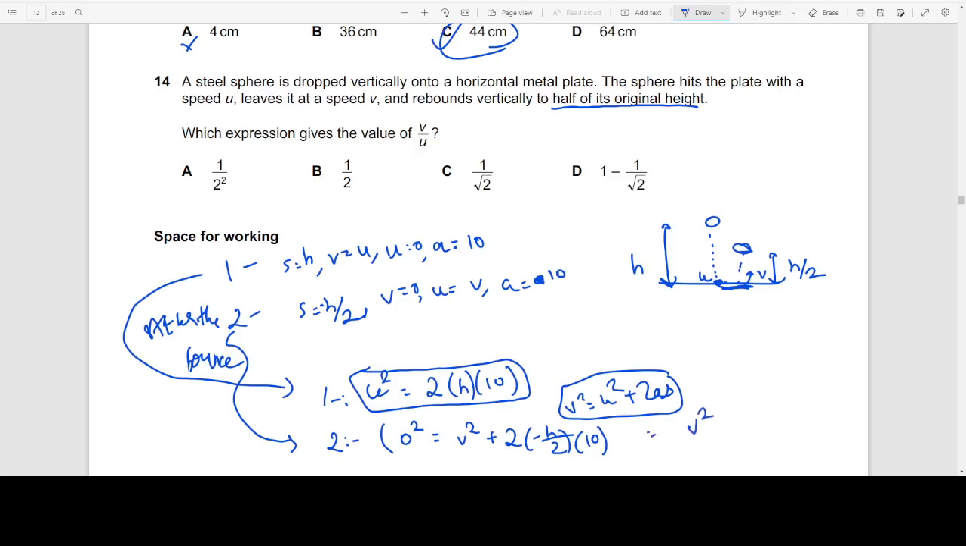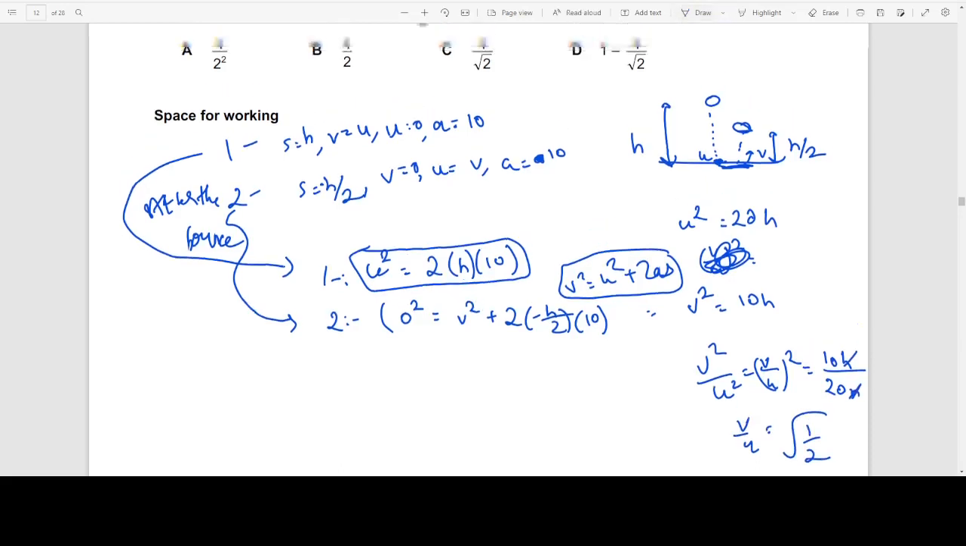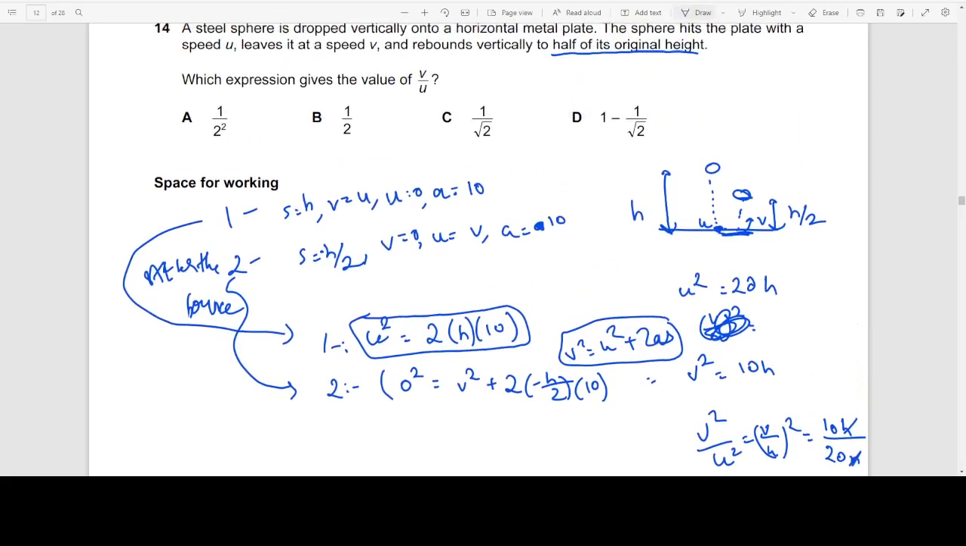So v square is equal to 10h. And we have u square equals 20h. So v upon u, the whole square, is equal to, wait just a minute, yeah, so v square upon u square, which is v upon u the whole square, is equal to 10h upon 20h. So v upon u is going to be root of 1 upon 2, which means the answer for 14th is C.